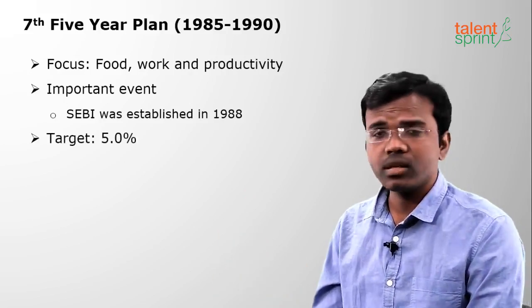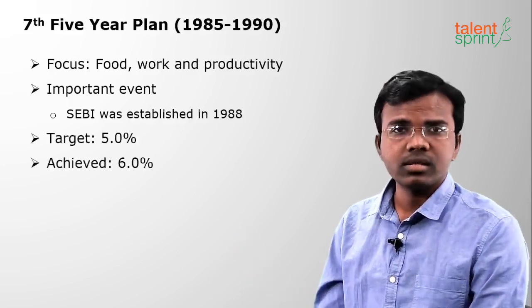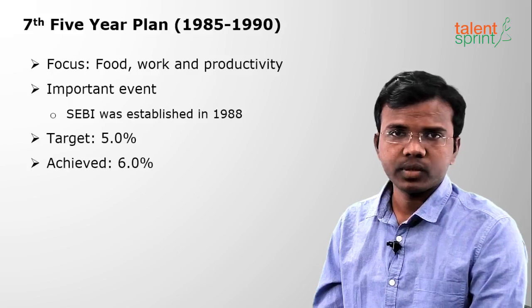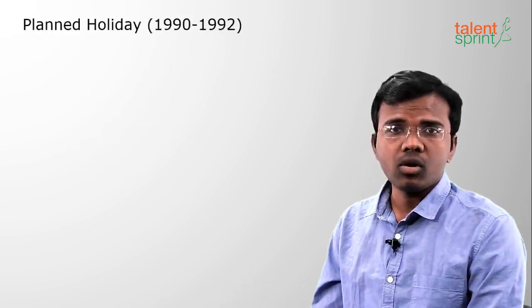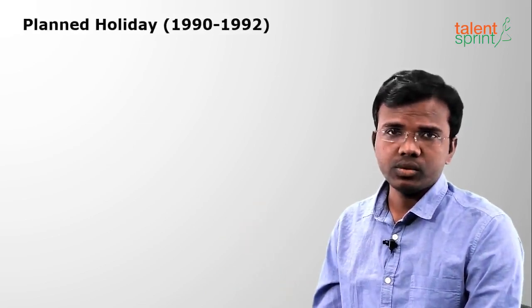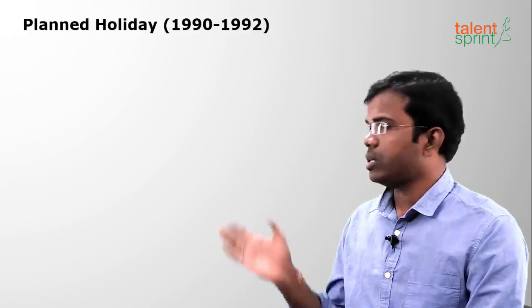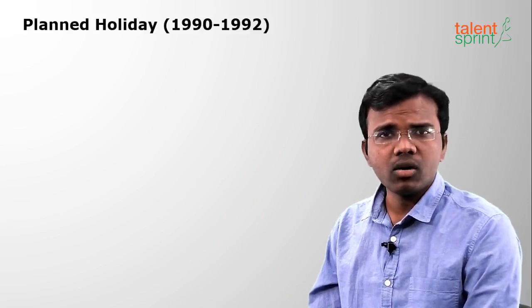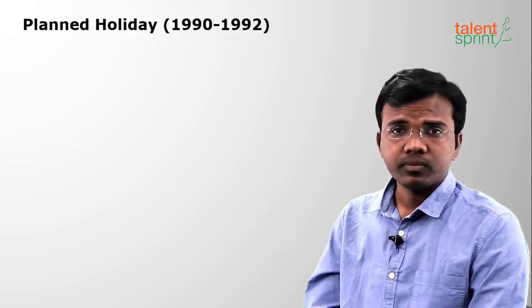And the target of 7th 5-year plan is 5%, and the achieved was 6%. Okay, clear with this 7th 5-year plan? Next is planned holiday from 1992. So this is planned holiday number 3, from 1992. Why was there a planned holiday? Earlier there was some emergency or wars which were going on for the previous holidays. But what happened during this planned holiday?